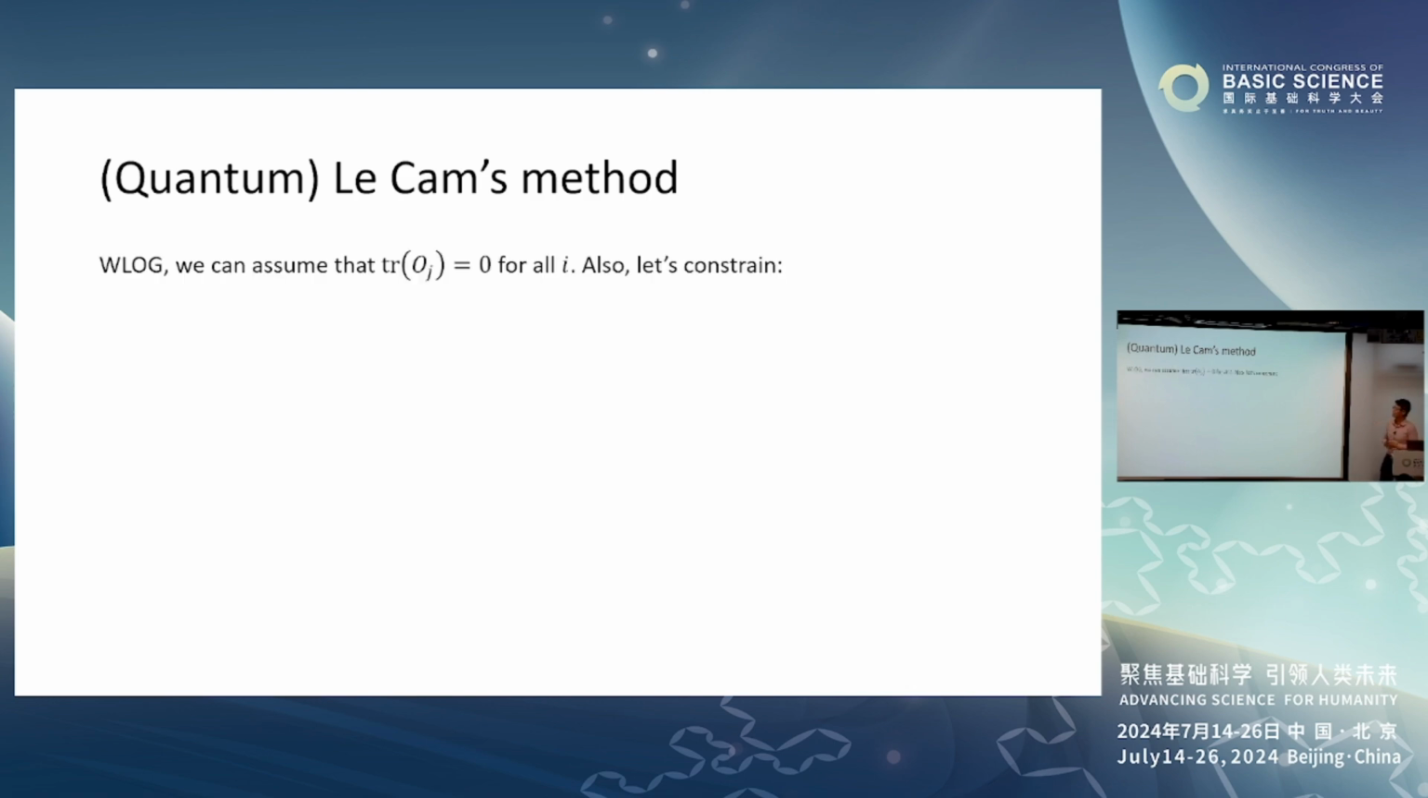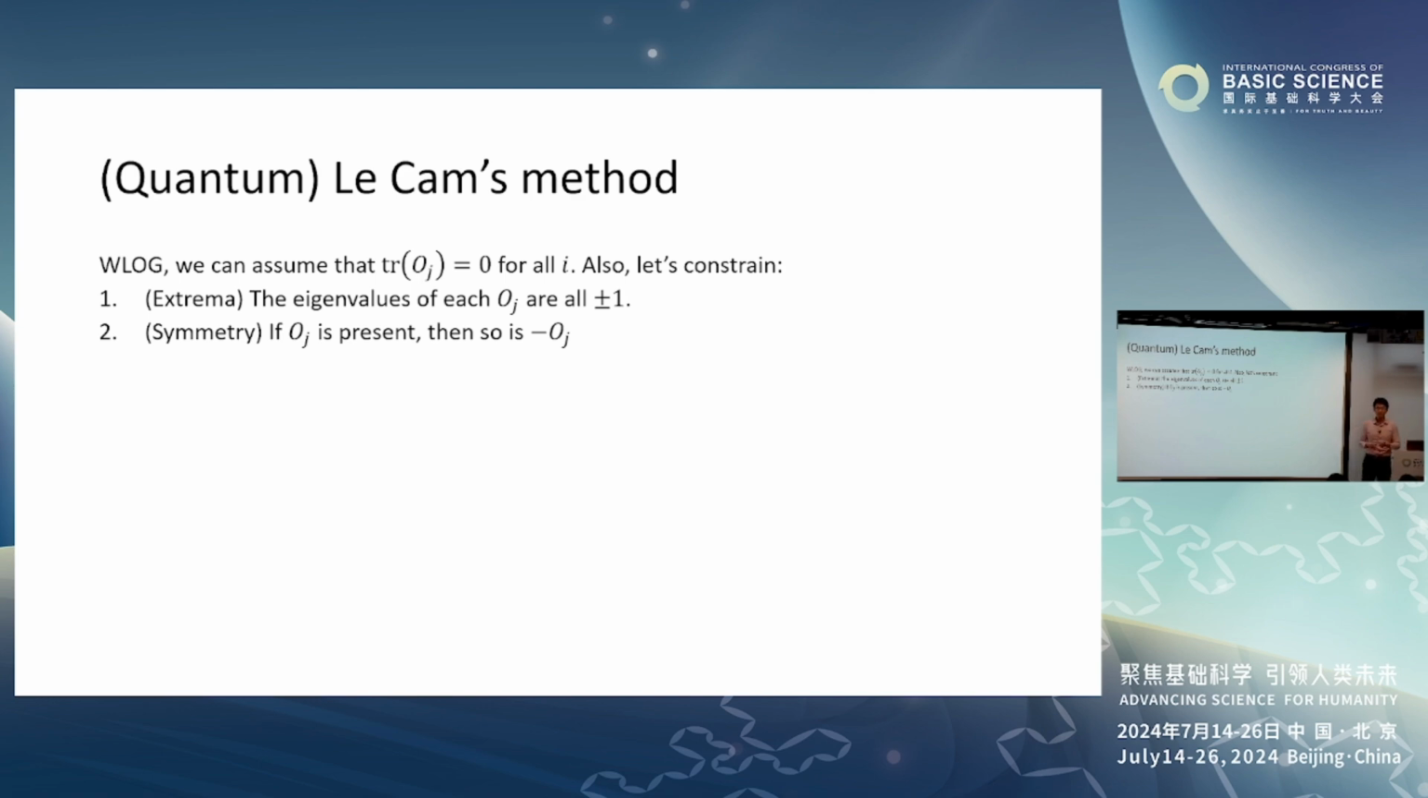So without loss of generality, I can assume that all the observables are traceless. I'm also going to design my family of O sub j's. I'm allowed to do so. I'm going to have two properties. First of all, the O sub j's are orthogonal matrices, so all the eigenvalues are plus or minus 1. I'm also going to assume some sort of symmetry in the family: that if O sub j is present, then minus O sub j is present with the same cardinality. I can always do this by almost doubling the size of my family. And now what I'm going to do is construct the following distinguishing problem.